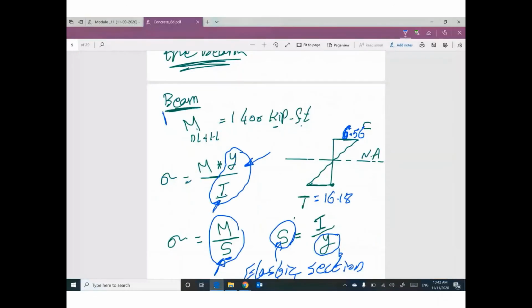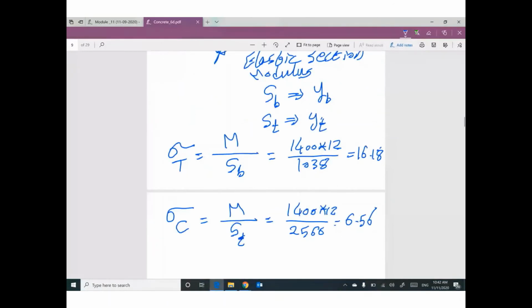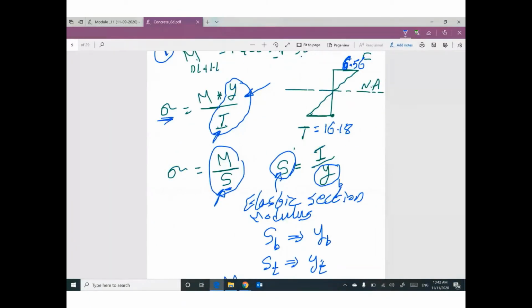First one, or first step. So this part is clear. You should be familiar with this. Sigma equals My over I, or sometimes M divided by S. In this case, S can be called section modulus.